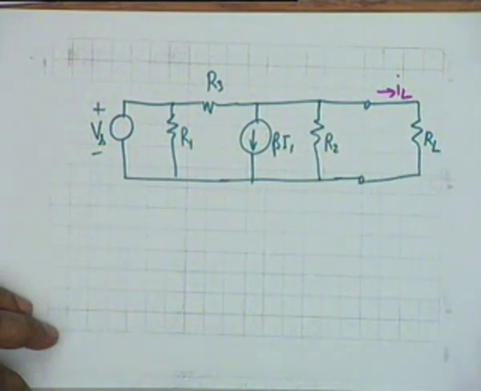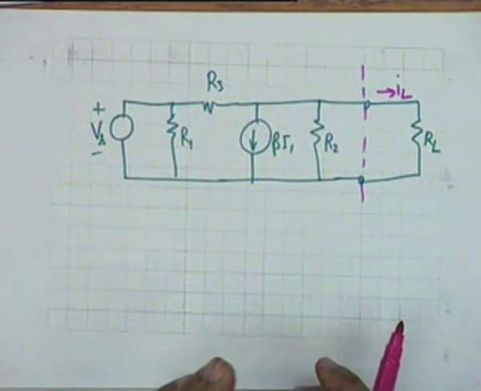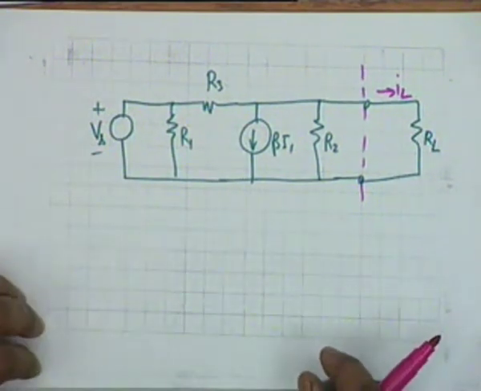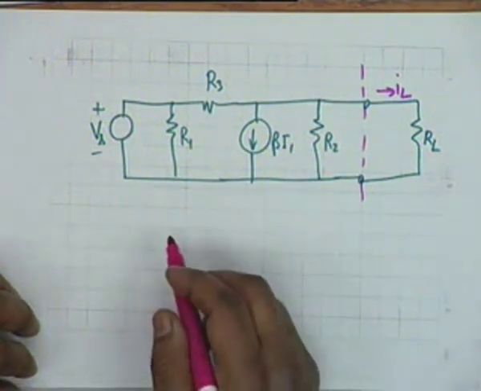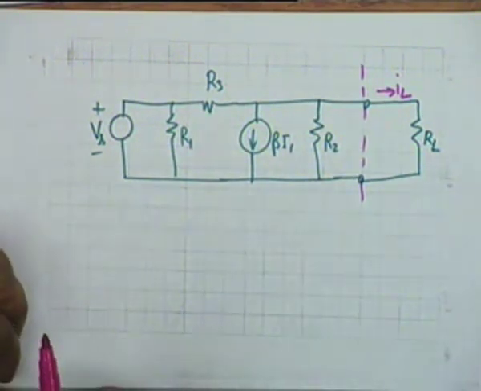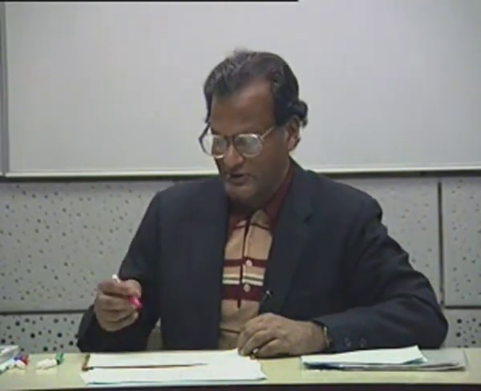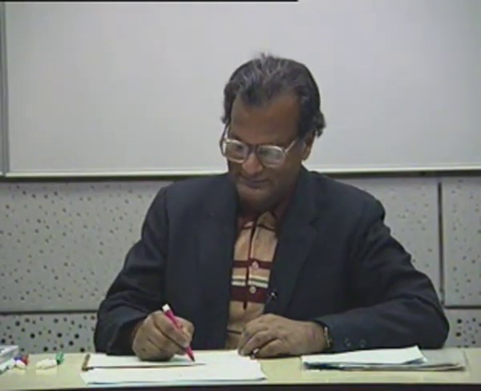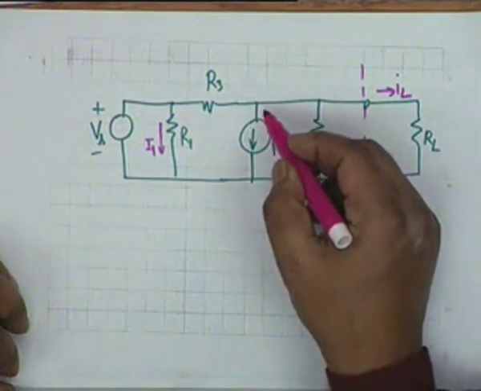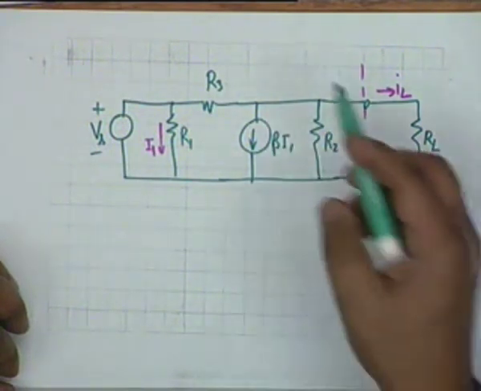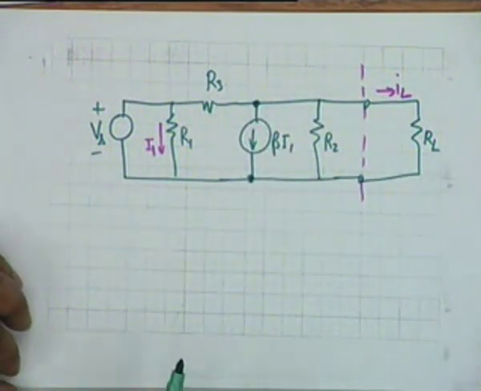IL. By application of Thevenin's theorem to that part of the network which is to the left of the dotted line. All right. I wish to find out the Thevenin equivalent. And for that, the first thing I do is to find out VT. All right. I didn't show I1. I1 is this current. Thank you. Now, obviously beta I1 is now a dependent source. So, let's see how we solve this problem.